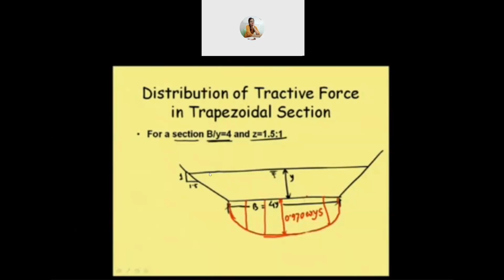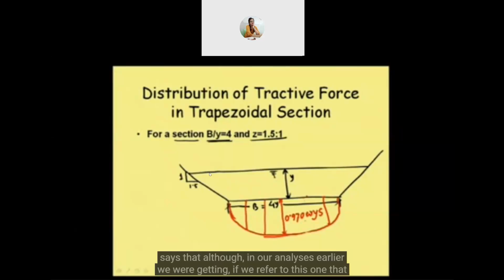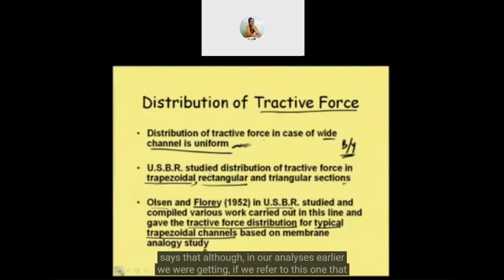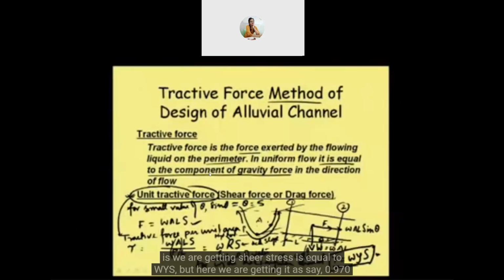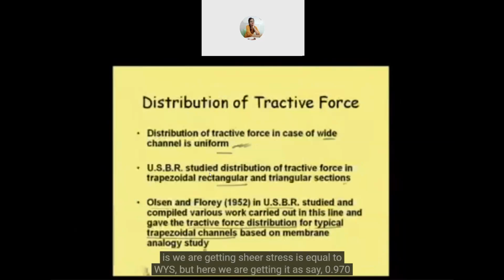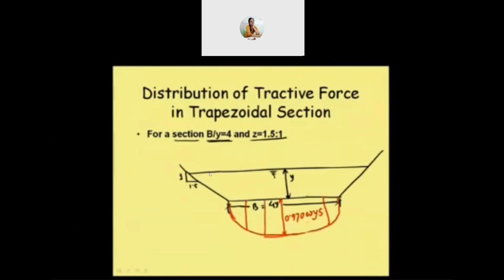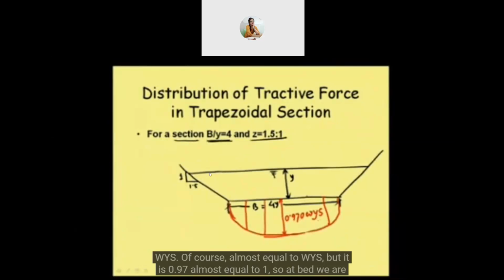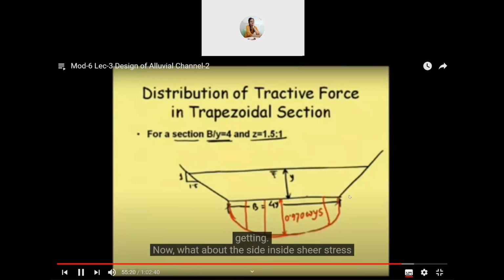Fine. Now, this distribution says that although in our earlier analysis we were getting shear stress equal to omega Y S, here we are getting 0.970 omega Y S. Of course, it is almost equal to omega Y S, almost equal to 1. So at the bed we are getting this. Now what about the side?